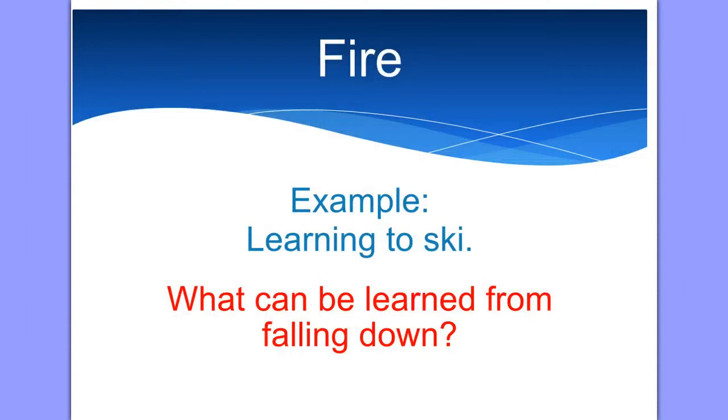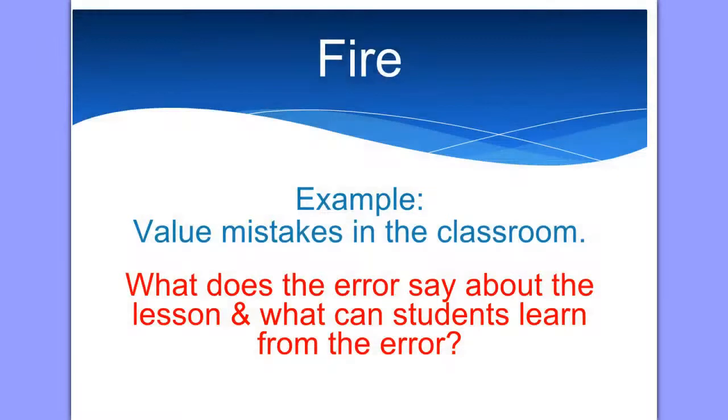For example, kids learning how to ski or walk. They fall, they figure out what they did wrong, they fix it, they get back up, they try again. We should try to be more like that as adults with our failures.